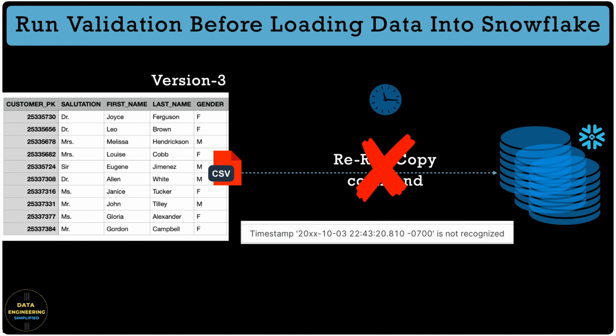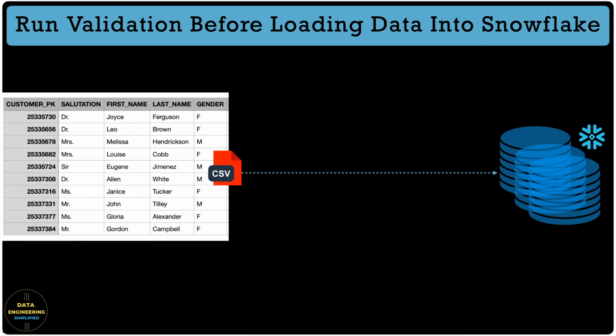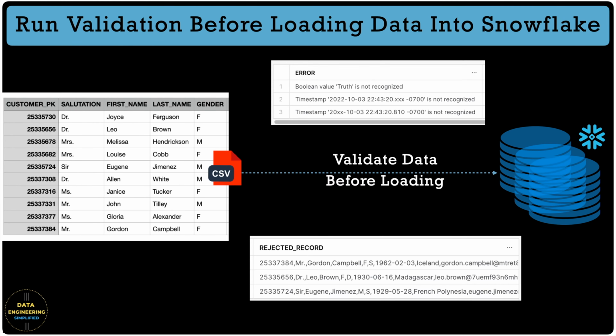What if we get a parameter in our copy command or maybe in our file format properties that helps us check if I have any error record which cannot be parsed by the file format, and validate them even before I load my data? So I can fix all of them and reduce data loading cycle time.